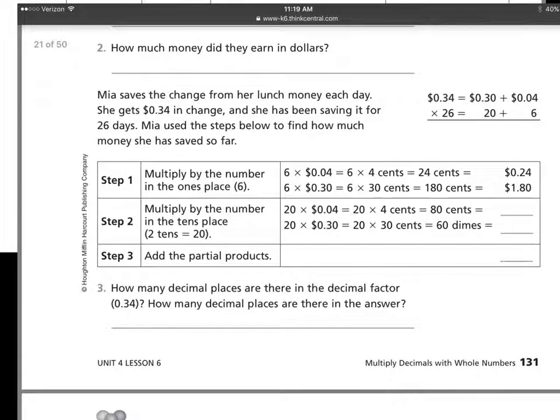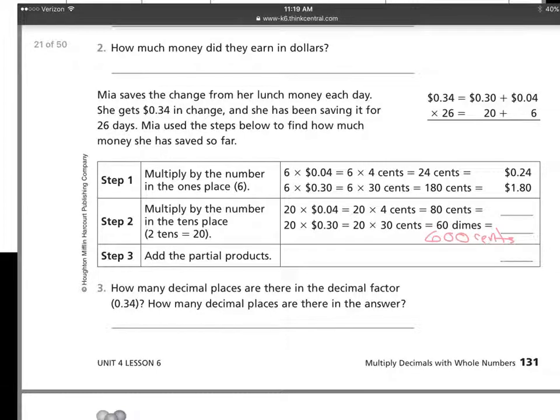And then 20 cents times the value of the 3 again up here, which is 30 cents. And 20 times 30 is 60. And it's 60 dimes, or 600 cents, because 20 times 3 is 6 with 2 zeros, which is 600 cents, which really is 60 dimes.